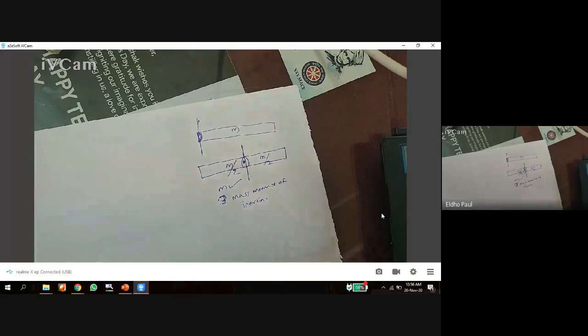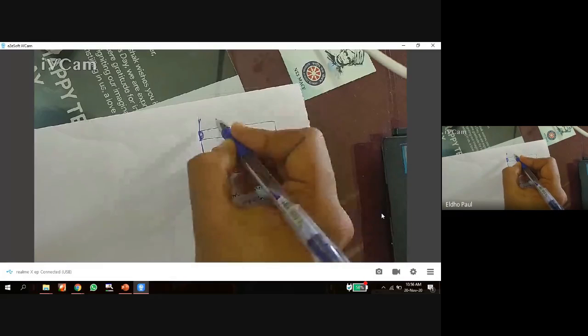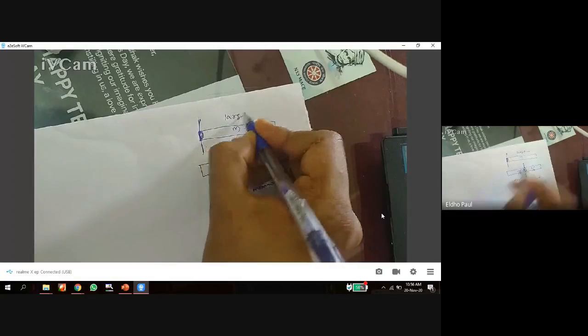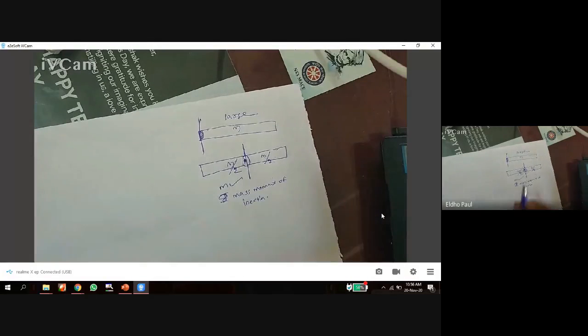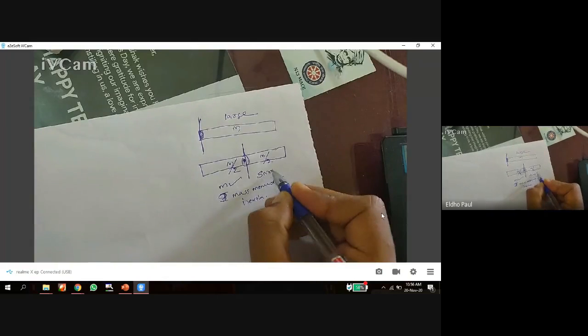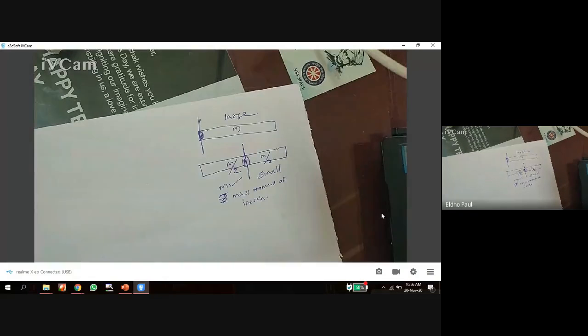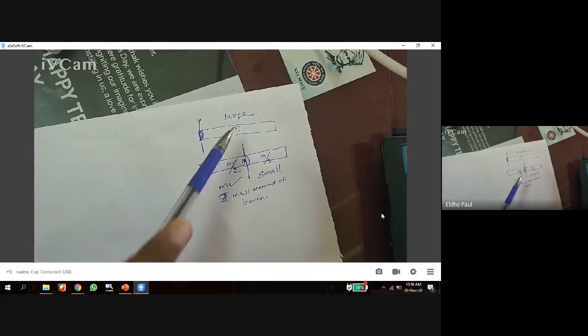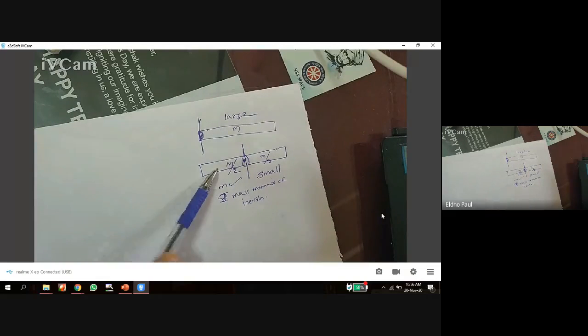Or we can say in this case, the mass moment of inertia is very large, but here the mass moment of inertia is small. Or we can say the resistance offered by the mass against the rotation in this case is very large. The resistance offered by this mass against the rotation is very easy in this case.